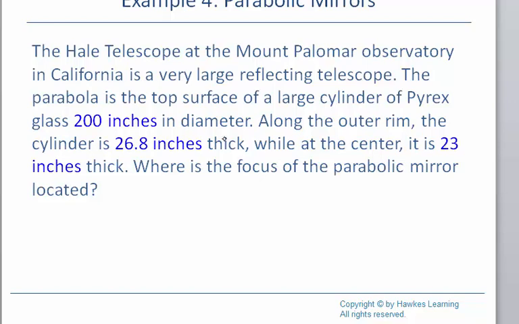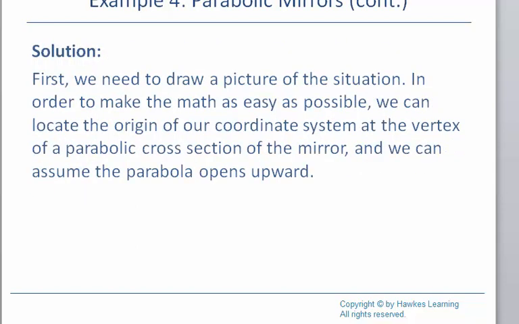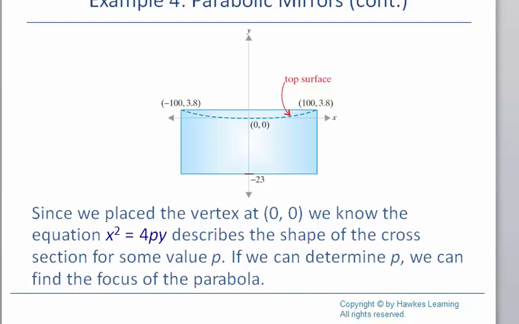They're going to give us a picture on the next slide, which is good, but keep in mind that what we're being asked to find is the focus. All right, so let's take a look at our picture. We're going to locate the origin as the vertex of the parabola, and we're going to assume that the parabola opens up, and that is shown in our photo. All right, so this is what we've got. We have our parabola here, dotted in blue. The vertex is at (0, 0).